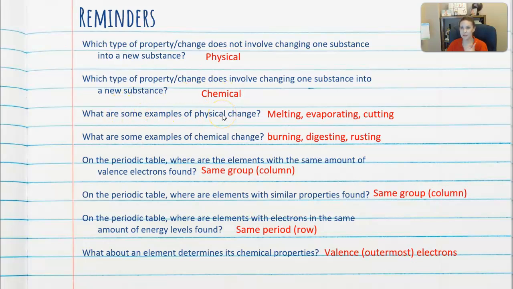Examples of a physical change: melting, evaporating, cutting. Examples of a chemical change: burning, digesting, rusting.